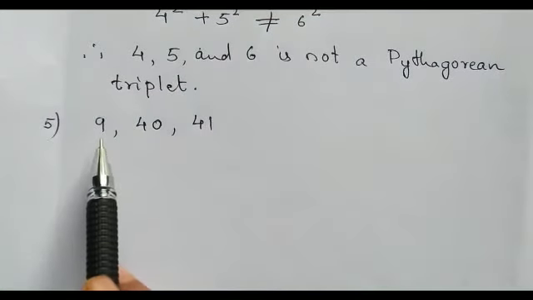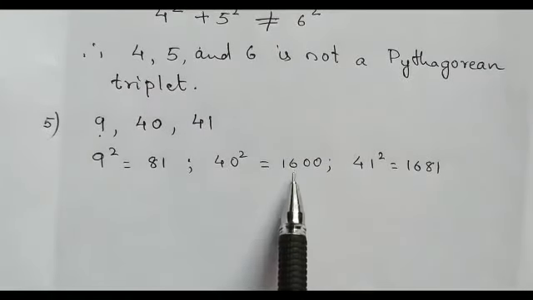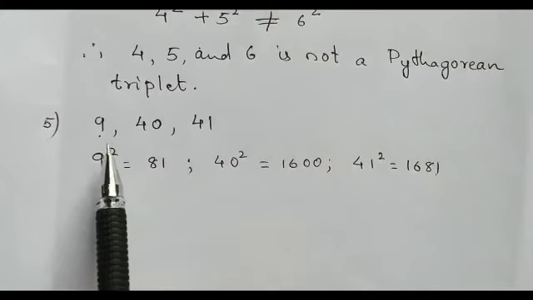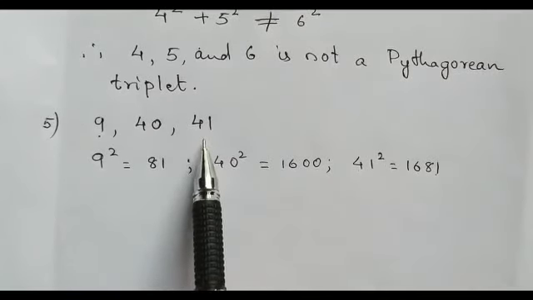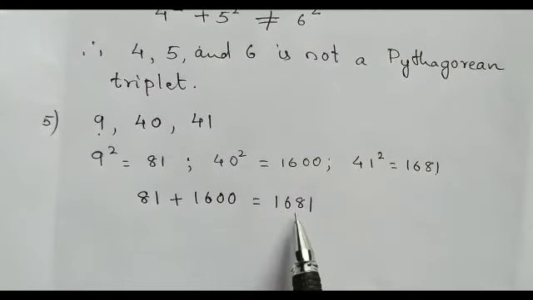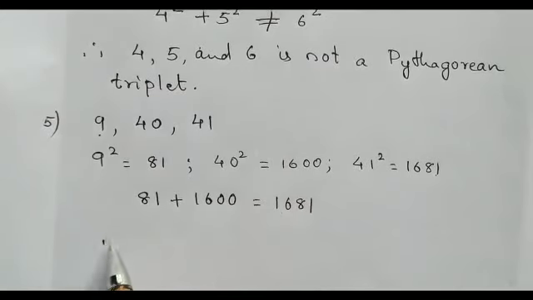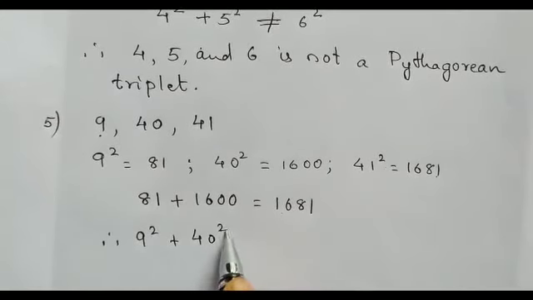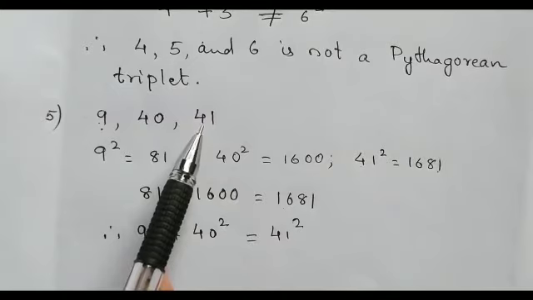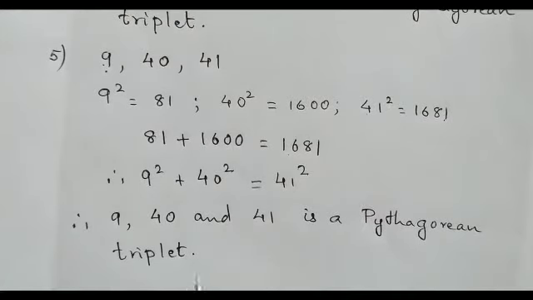Now let's see the fifth question. The numbers are 9, 40 and 41. 9 square is 81, 40 square is 1600, 41 square is 1681. Which is the biggest number? Yes, 41 is the biggest number. So let's see the total of the other two numbers. 81 plus 1600 is 1681, which is the same as the square of 41. So what can we write? Therefore, 9 square plus 40 square is equal to 41 square. And this means that the numbers 9, 40 and 41 is a Pythagorean triplet. Therefore, 9, 40 and 41 is a Pythagorean triplet.